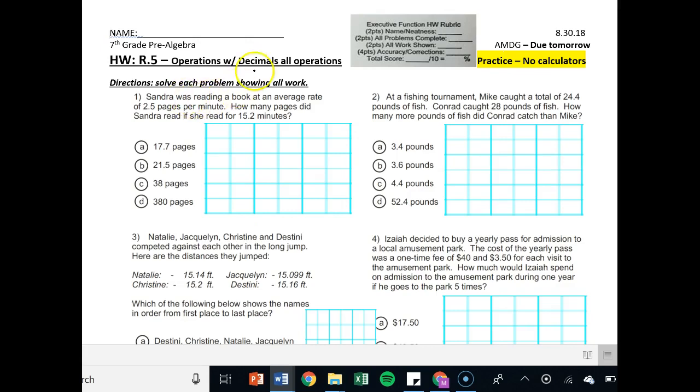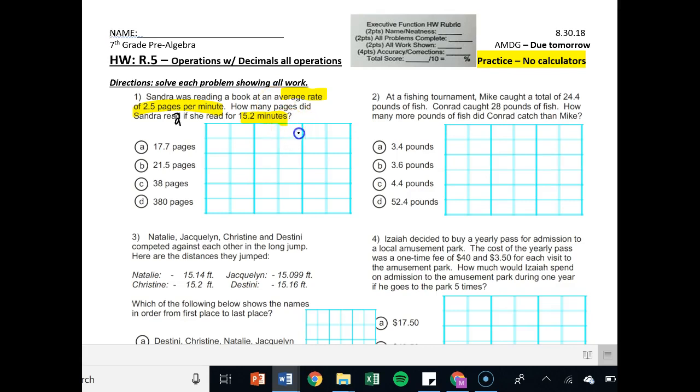So it says, Sandra is reading a book at an average rate of 2.5 pages per minute. How many pages could Sandra read if she read for 15.2 minutes? So think about it. If she read 1 minute, she gets 2.5 pages. If she reads 2 minutes, she gets 2.5 pages times 2, right? So this is just a multiplication problem, right?